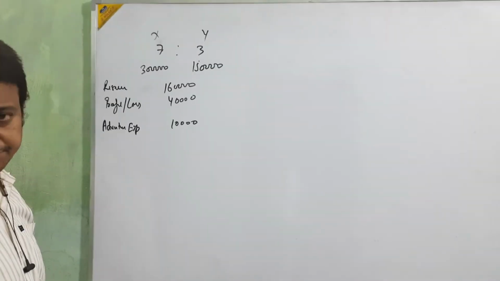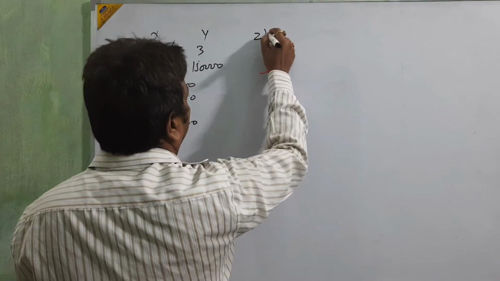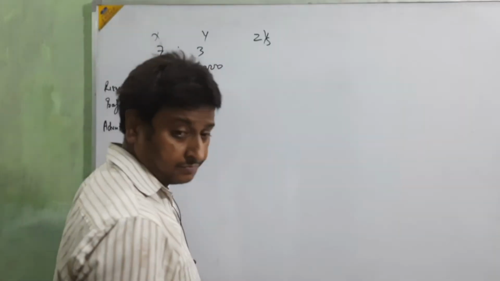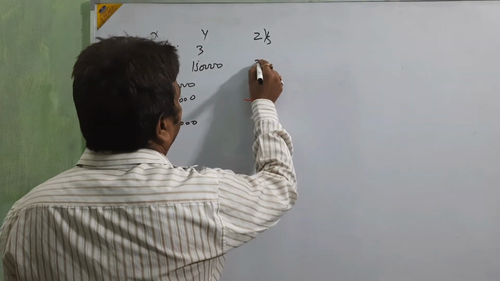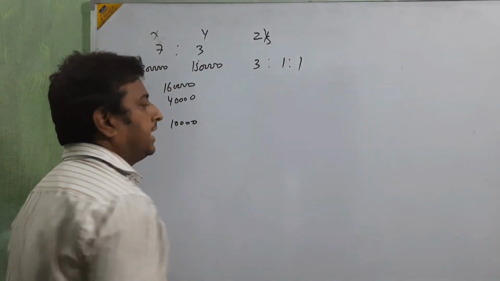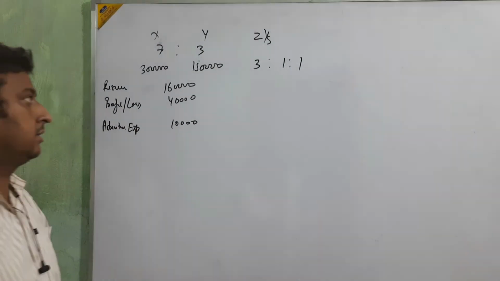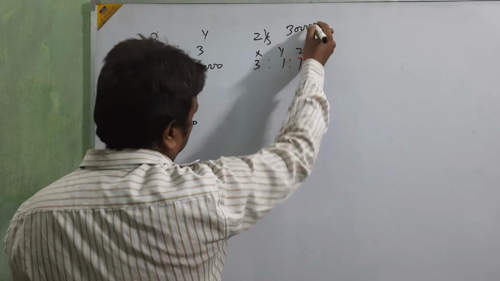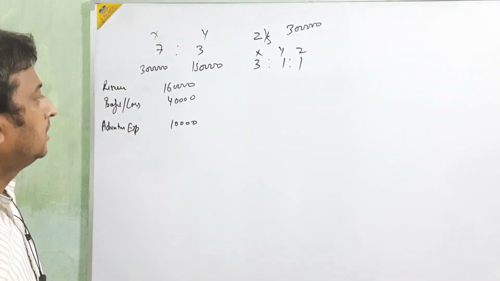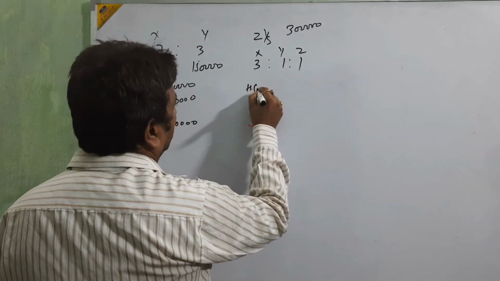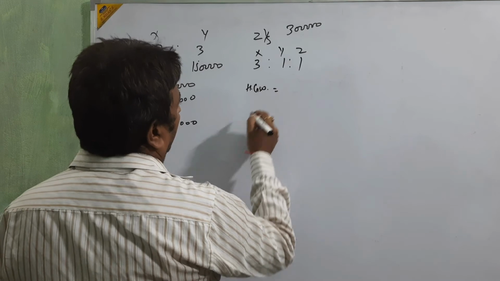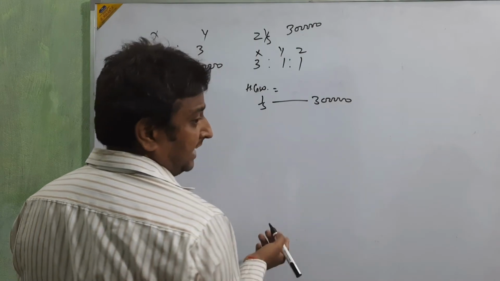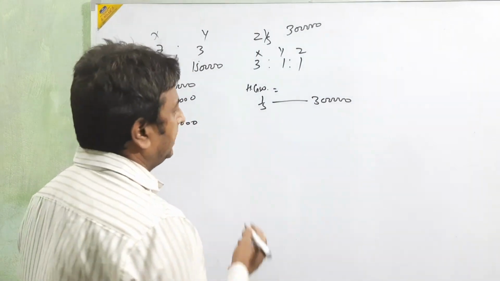On this day, Z is admitted for 1/5 share and the new partners' sharing ratio is agreed at 3:1:1. Z brings 3 lakh as capital. So first we are going to calculate the hidden goodwill. How do we calculate it? For 1/5 share, the capital is 3 lakh.